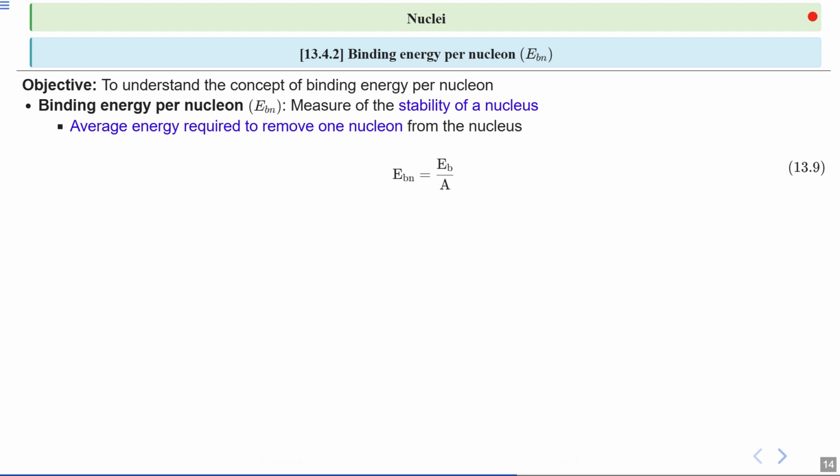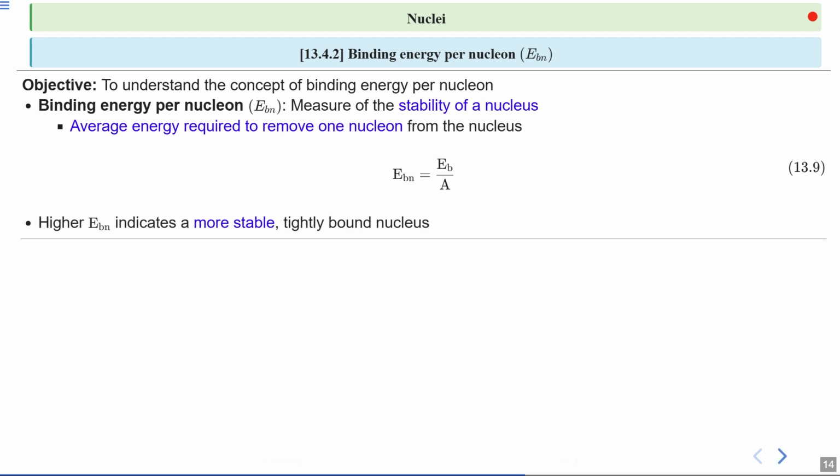Mark it as NCERT question 13.9. Here, a higher value of EBN means the nucleus is more stable and its nucleons are more tightly bound. EB here is binding energy and A is the mass number. Okay, so binding energy per nucleon represents the stability of a nucleus, and this is why iron-56, which has one of the highest binding energy per nucleon, is so stable.